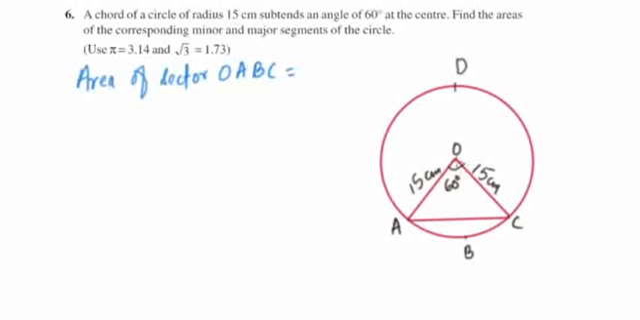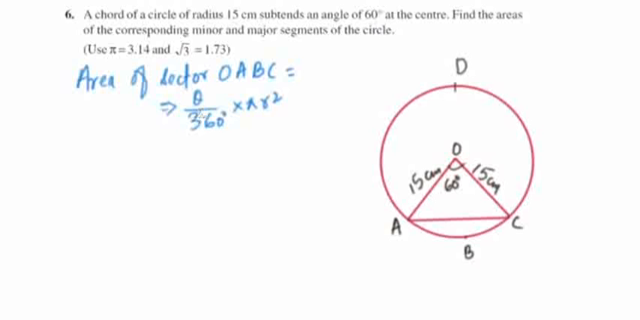To find that, we can find the area of the minor sector OABC, and after that we can find the area of the triangle OAC, and when we subtract them we will get the value of the area of the segment.